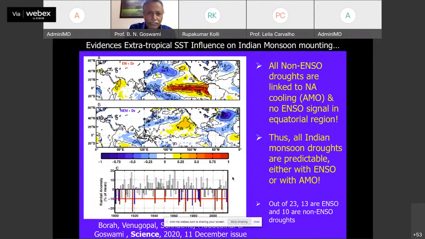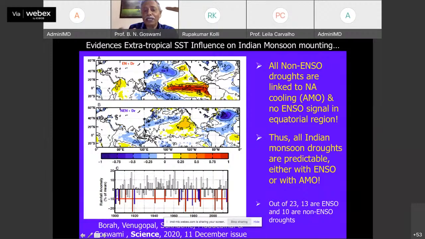One example of such a relationship is the study by Bura et al., where they looked at all non-ENSO drought years of the Indian monsoon. When you do a composite of all the sea surface temperature anomalies of El Nino drought years and non-El Nino drought years, in the El Nino drought years, of course, the El Nino signal is very strong and the North Atlantic SST is very weak. But in non-El Nino drought years, the North Atlantic has a very significant cooling, and there is no SST signal in the tropics. There is no El Nino signal.